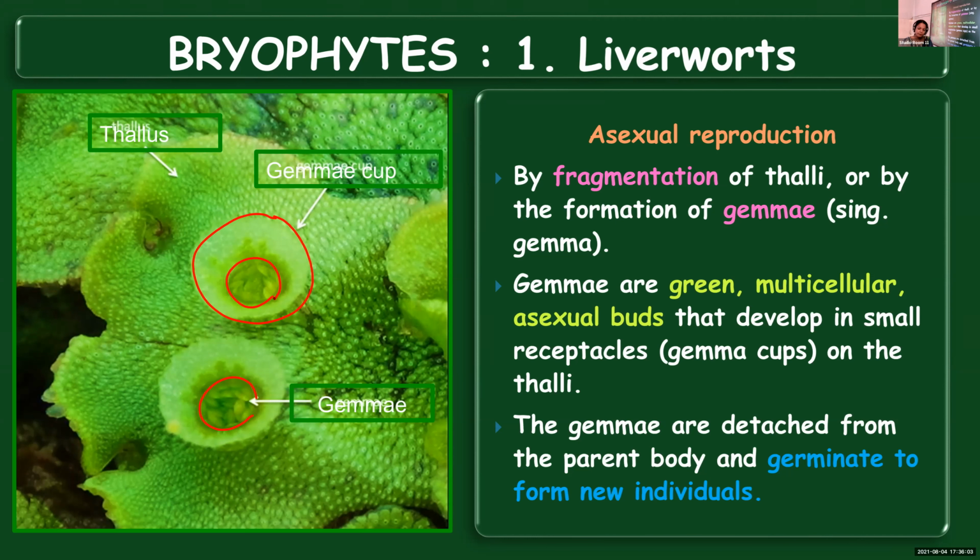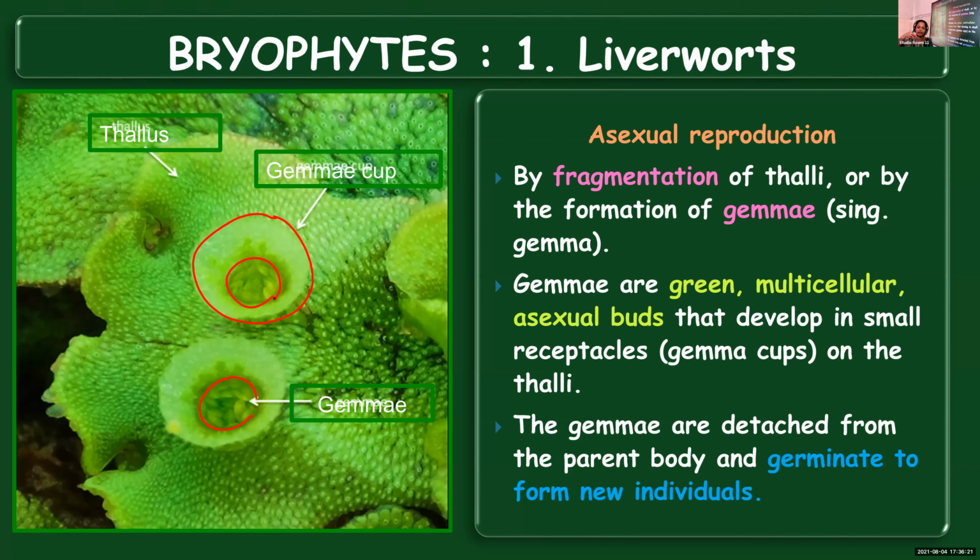They are green in color, and they carry out asexual reproduction. They are bud-like structures. We call them asexual buds. And where are they formed? They are formed within specialized cup-shaped structures or receptacles, and we call these receptacles gemma cups.